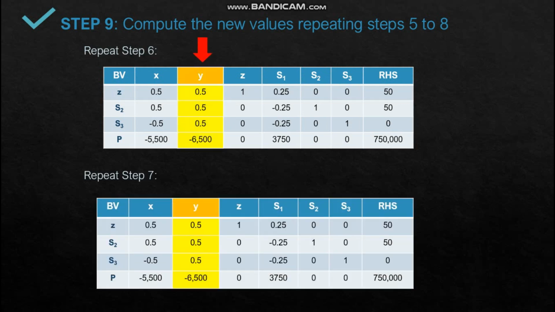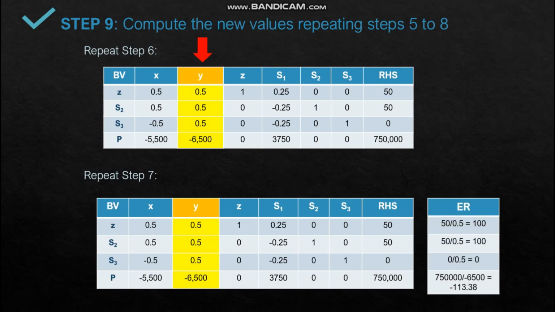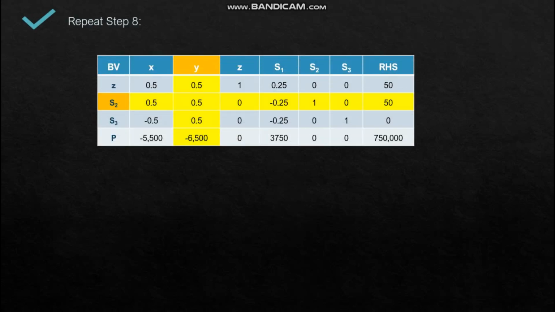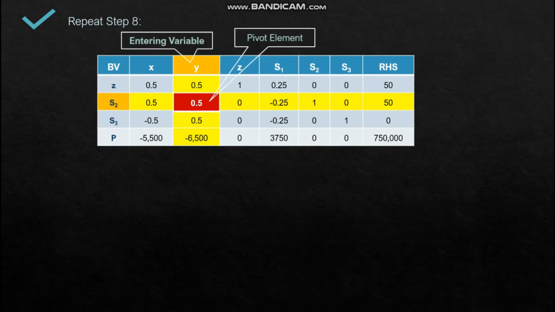Step 7, select the pivot row. This is based on the exchange ratio. We can see that the values are 100, 100, and 0, and we don't select the 0 as our option. We have S2, the second row. Then for step 8, identify the pivot element and compute the values. The pivot element there is 0.5. The entering variable is going to be y, and our exiting variable is S2.